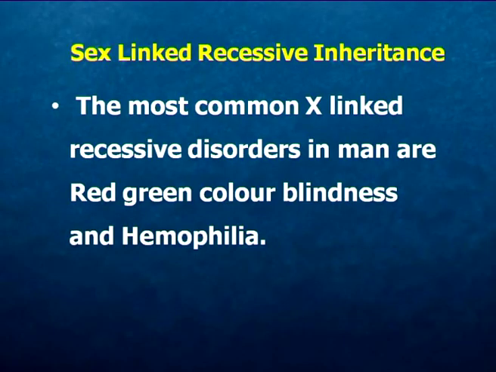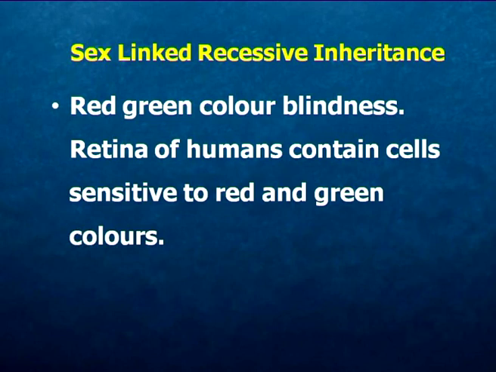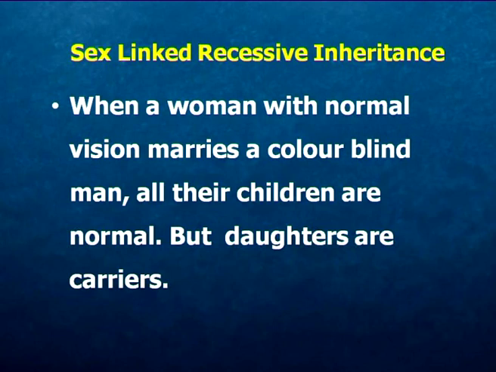Now, the most common X-linked recessive disorders in man are red-green color blindness and hemophilia. Red-green color blindness, retina of humans contain cells sensitive to red and green colors, that is protanopia and deuteranopia.